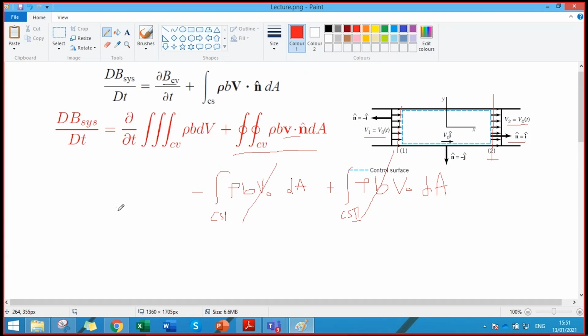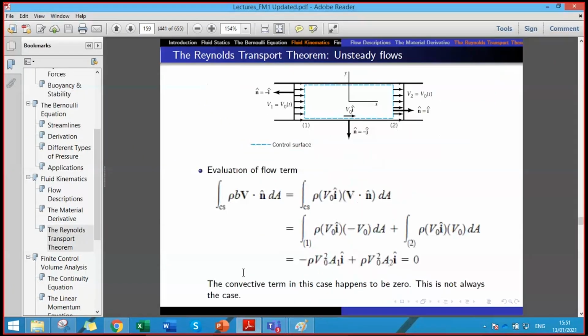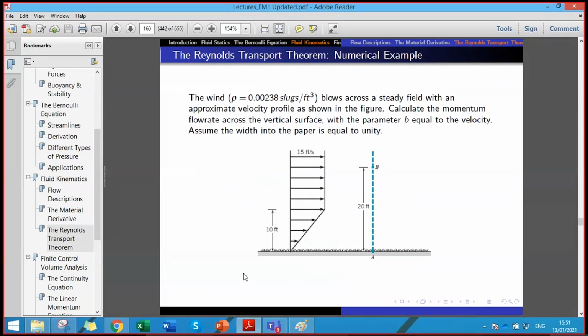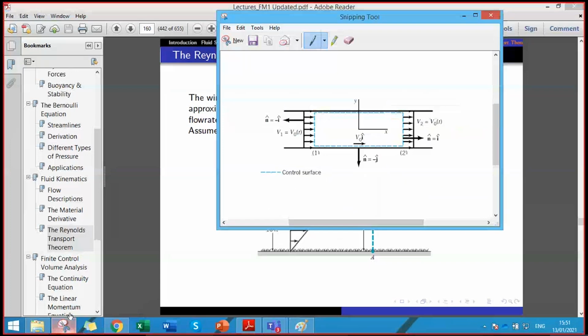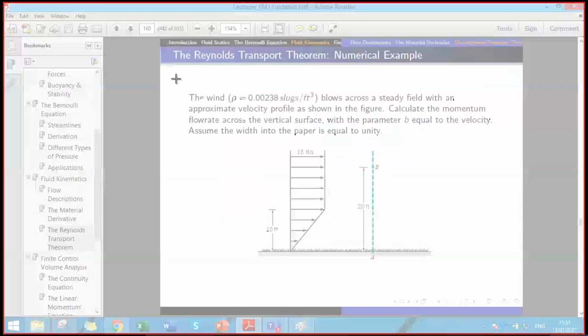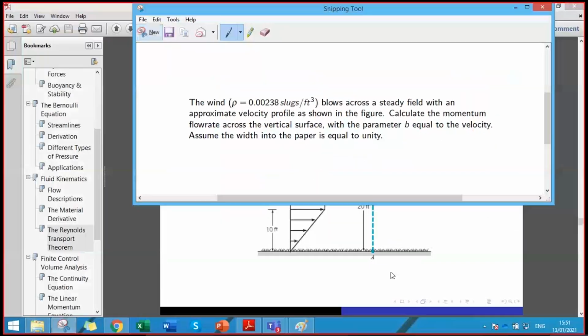Is it clear? Yes. So the only term that would be governing the control volume change would be the first term, this unsteady term, the local term, right? Yes, sir. We see another example to further clarify our concept of how that will be applying to the control surface, how this concept will help us.